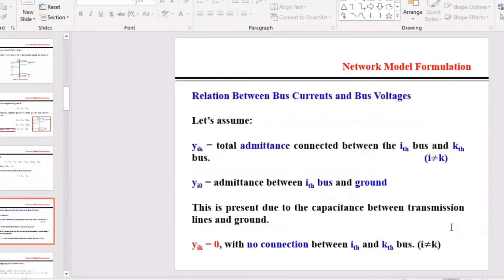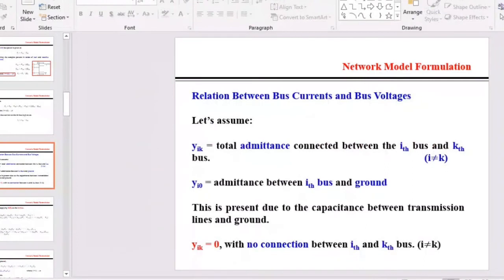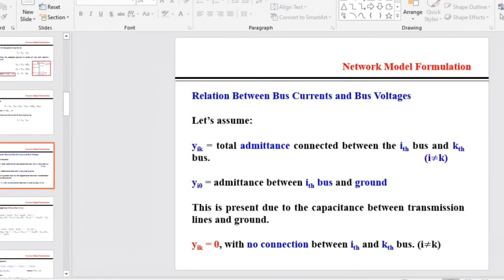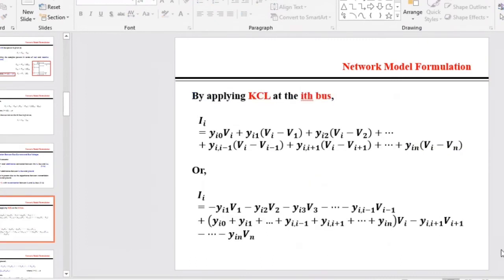So that's how we represent those admittances for the interconnection between two buses, ith bus and kth bus, between a bus and the ground, and if there is no connection between any two buses. We generalize them as the ith bus and kth bus, and it will come to the example like bus number 1 is i and bus number 5 is k. So we know now y15 is equal to 0, because there is no interconnection between them. That's what we see there.